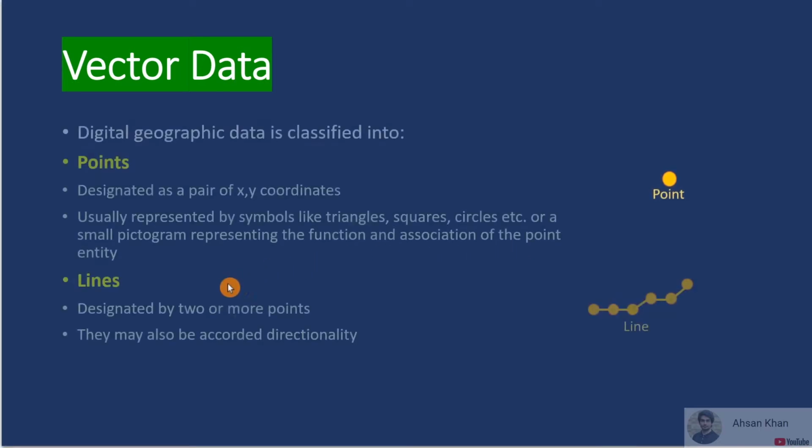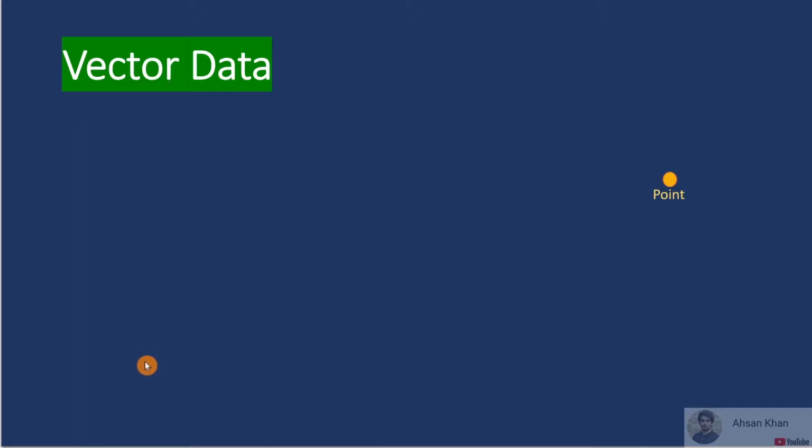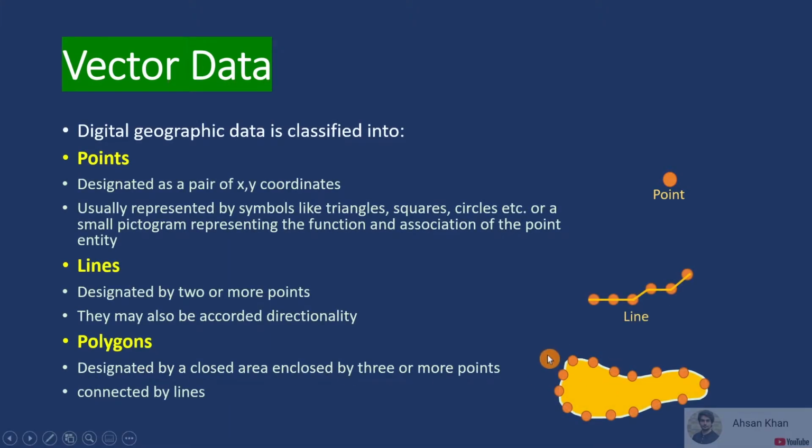The second one is line. Line can represent information like streams or rivers or roads or routes or lanes, etc. So these are lines. That's another example. The third one is the polygon. Polygons can represent information like an area in ArcGIS. So these are three different examples of vector data, and these can be worked out in ArcGIS.